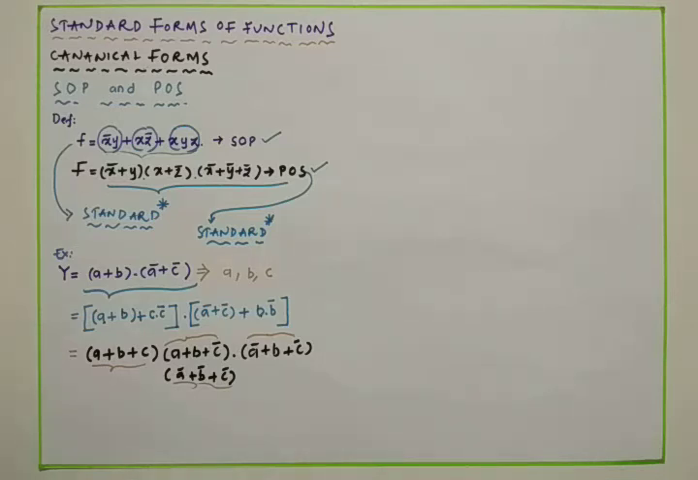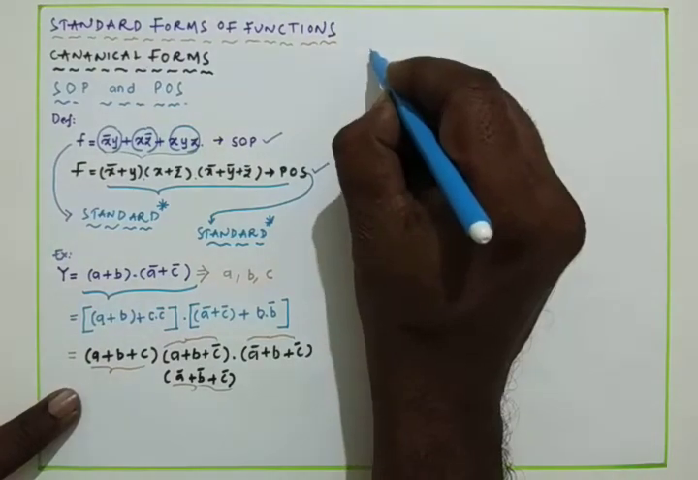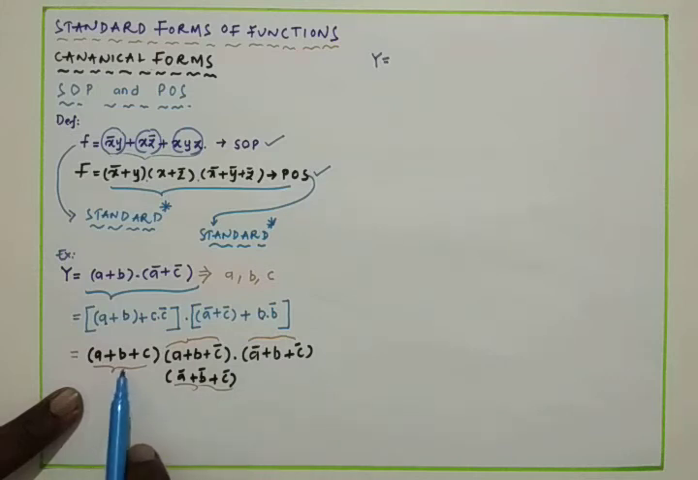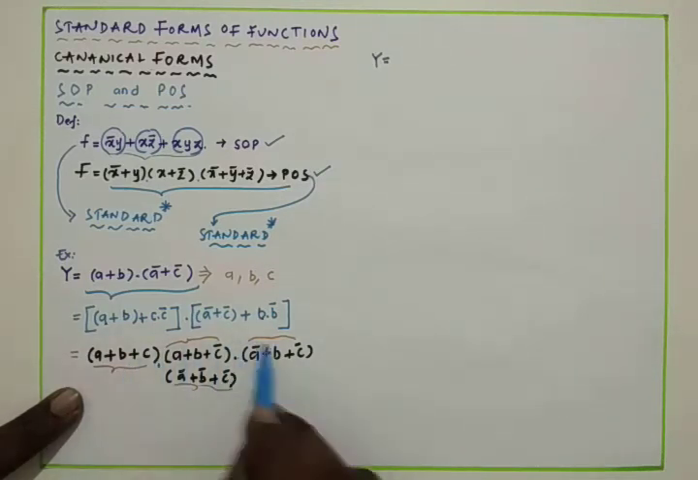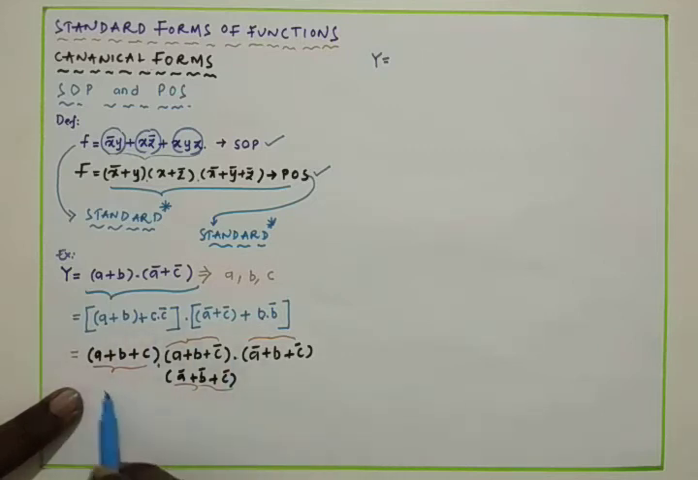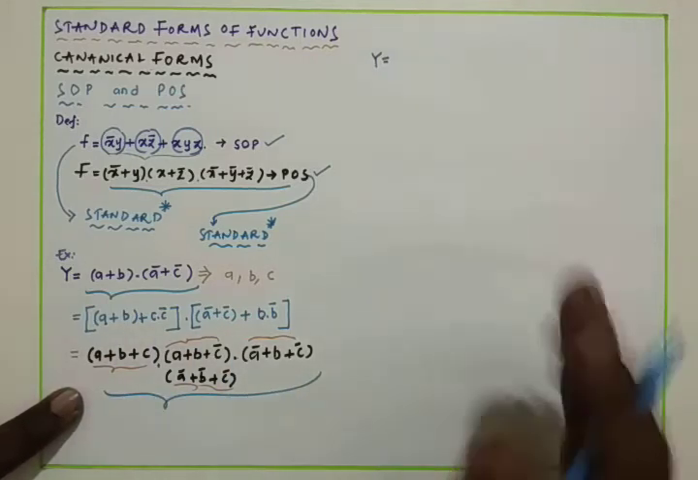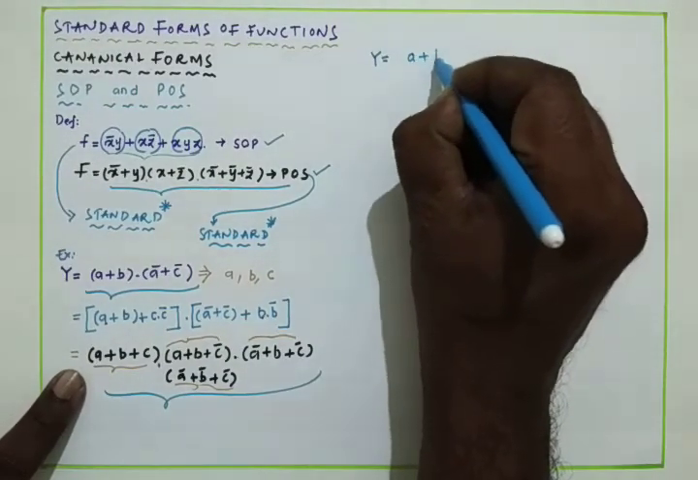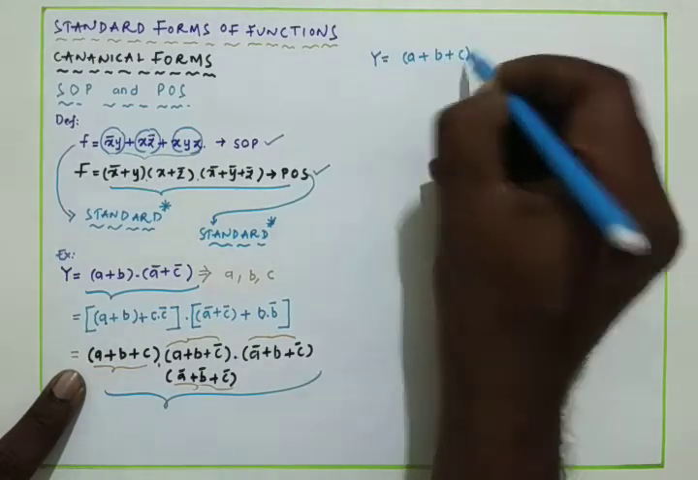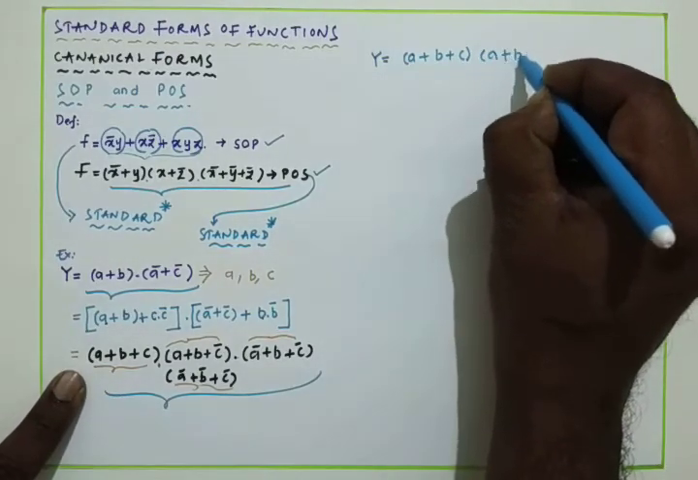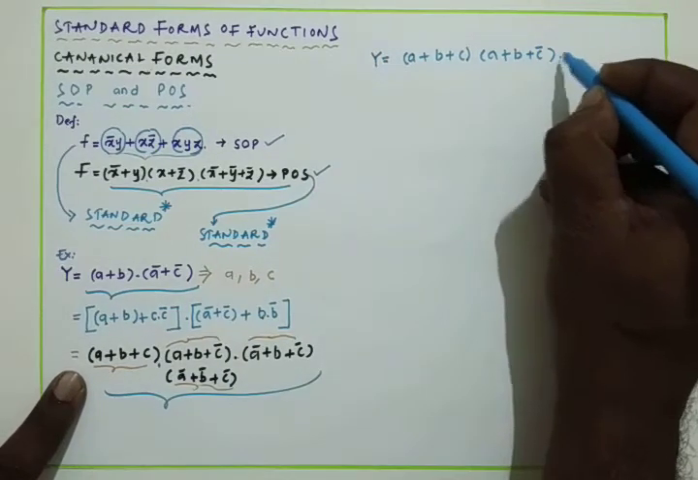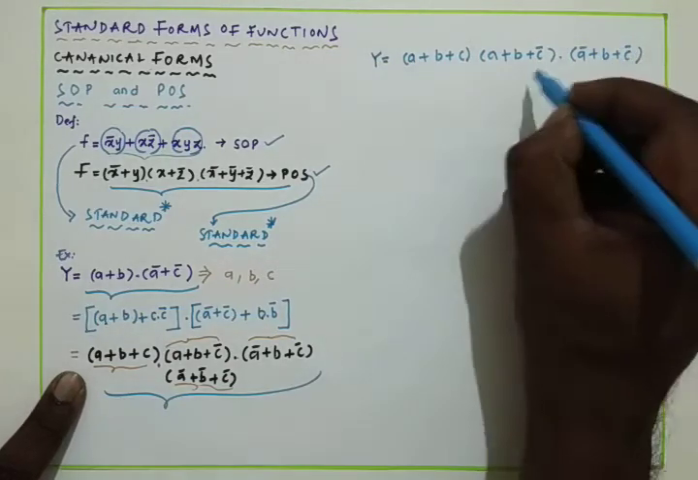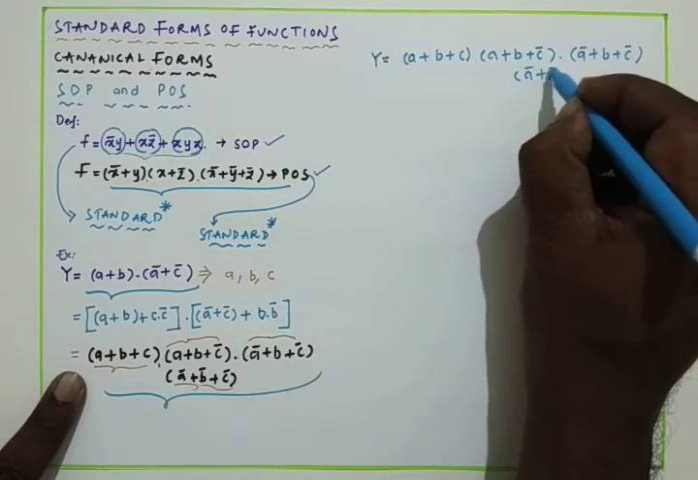Then we can write this standard form in another form also. What is the expression we have? Y is equal to a product, with four sum terms and finally a product. So Y is equal to A plus B plus C, into A plus B plus C bar, into A plus B bar plus C bar, and next one is A bar plus B bar plus C.